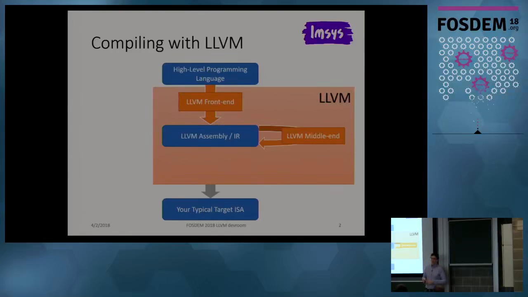Then you can use the LLVM middle end to optimize this intermediate representation code. And then finally you take a backend which targets the device, the architecture where you want to run your code on. And this backend will turn the LLVM assembly into your targeted architecture assembly code or binary executable code.